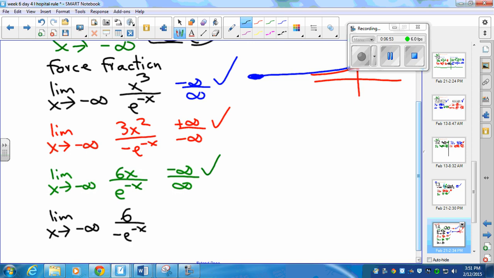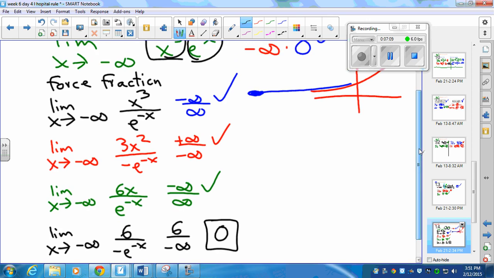And that gets me 6 over a big negative number. So 6 over a really, really, really big number gets me 0. So it took a couple steps because I went with that x cubed, and I had to get him from x cubed to 3x squared to 6x to 6. But in the end, I was able to pull down and get the 0, which basically means who's more powerful, the x guy or the e guy?